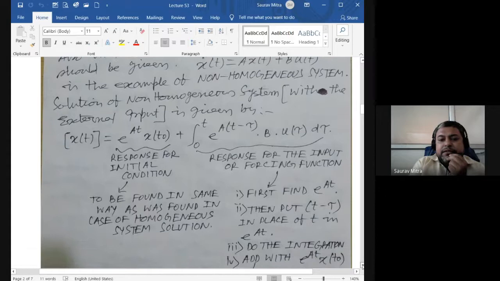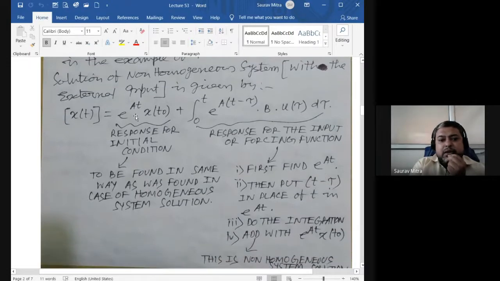How to find the forcing function response? First find e raised to A t. It is already found for the previous case. Then put t as t minus tau in e raised to A t. So we'll be finding e raised to A (t minus tau), this is a 2 by 2 matrix. Then multiply B with that. B is a 2 cross 1 matrix. B is the input matrix. Do the multiplication, substitute u(tau) equal to 1.